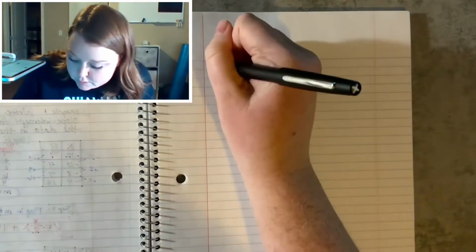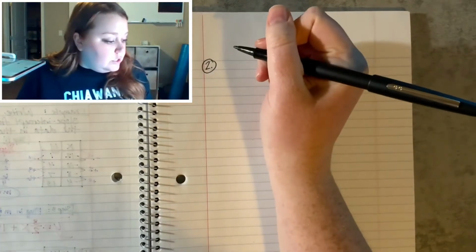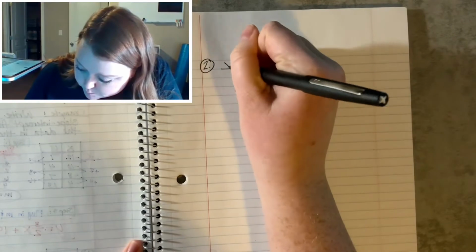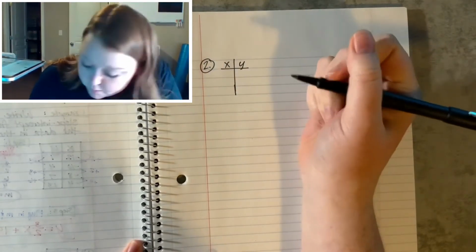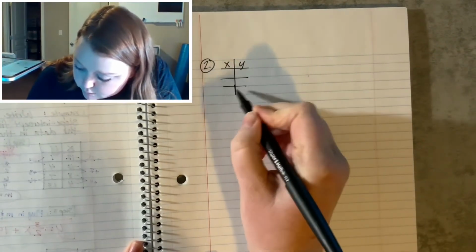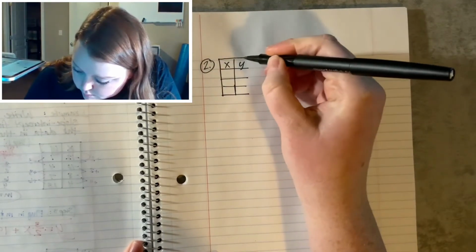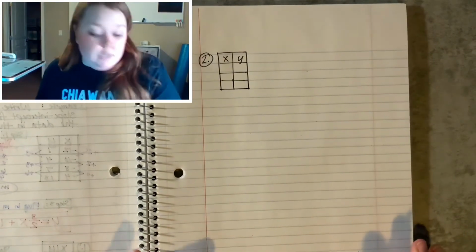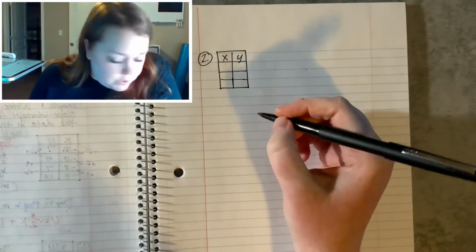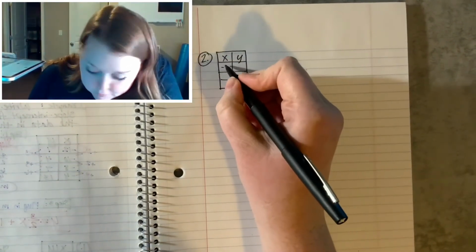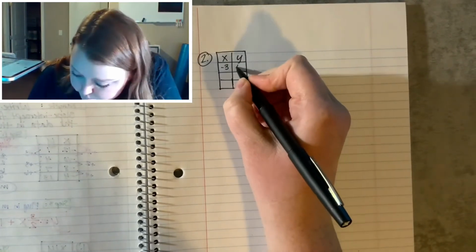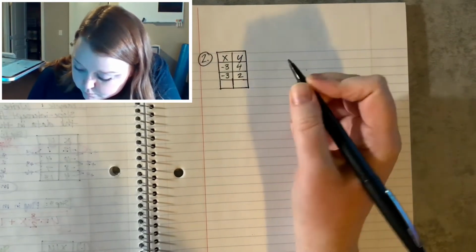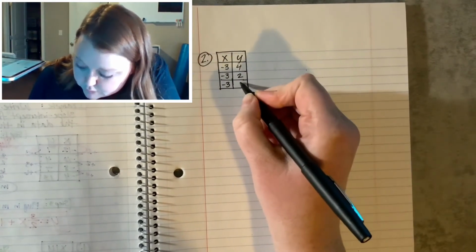Okay, so here's practice question 2. Set up a table and we'll do 3 ordered pairs again. Okay, here are your ordered pairs for question 2. We got -3, 4, -3, 2, and -3, 0.